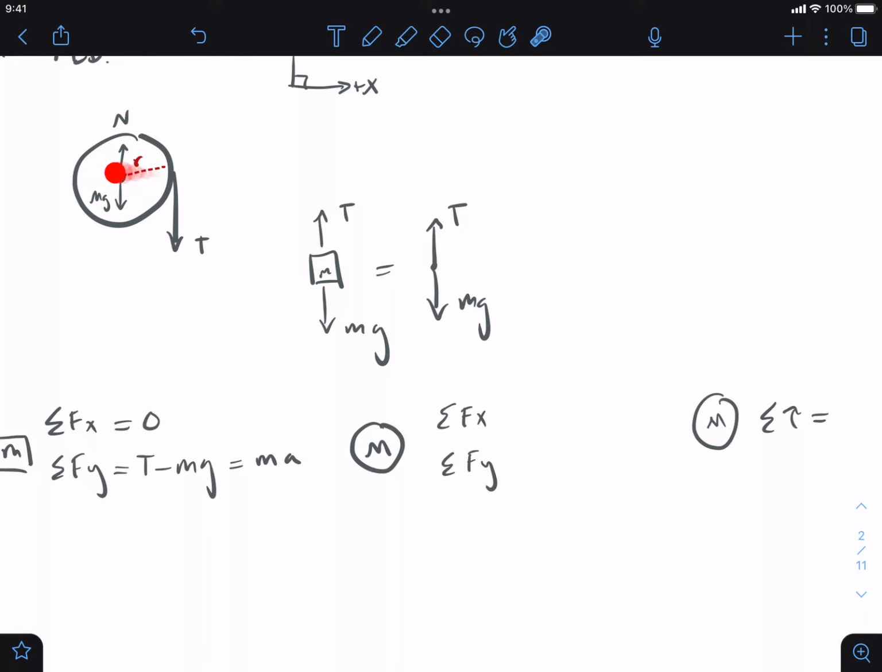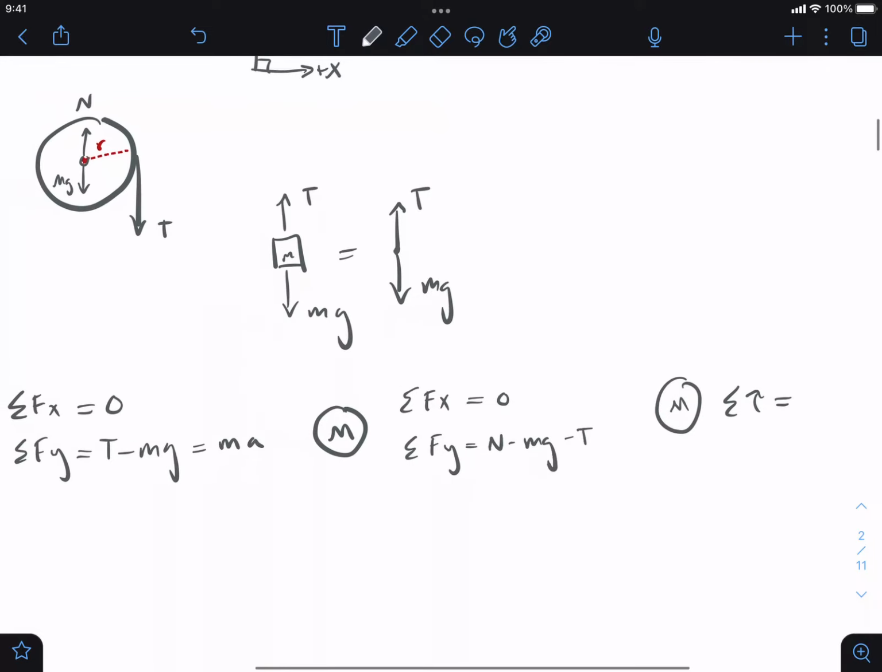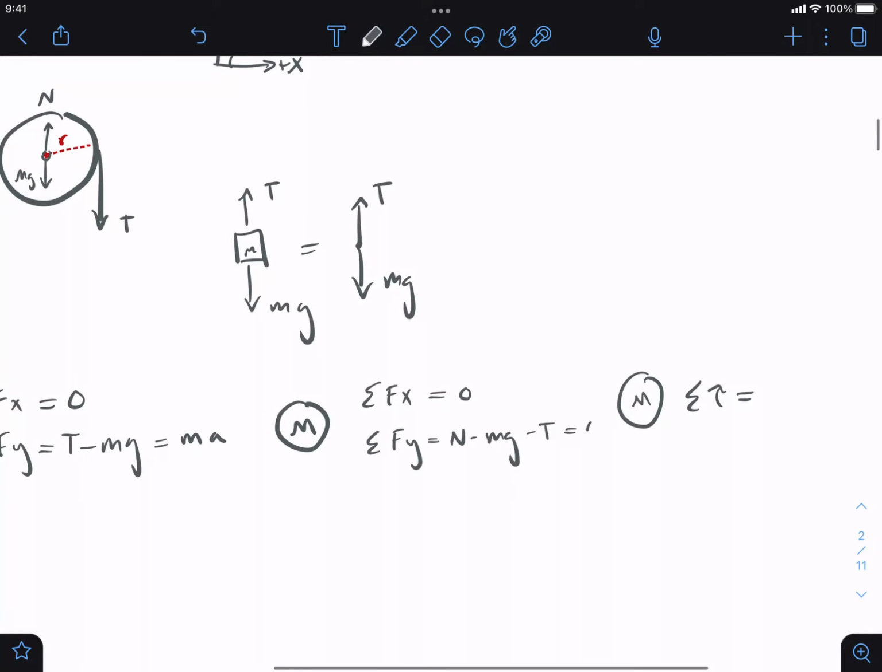Do we have any sum of forces in the x direction here? No, all of those are going to be 0. What about sum of forces in the y? Okay, so we have N minus mg, and then we also have minus T, and that's going to be equal to 0 because this mass is not moving up or down in the y direction or side to side in the x direction. It's just a stationary mass, okay? So we're going to set this expression equal to 0.